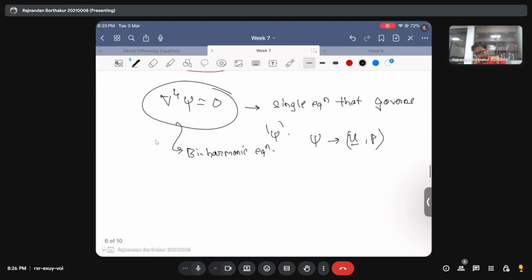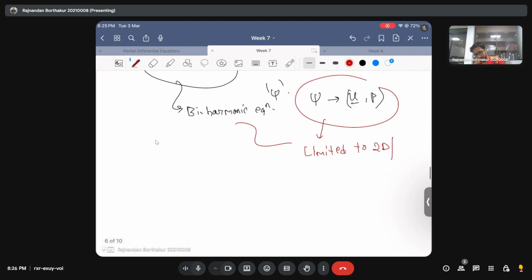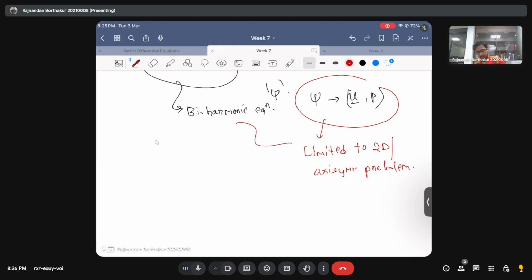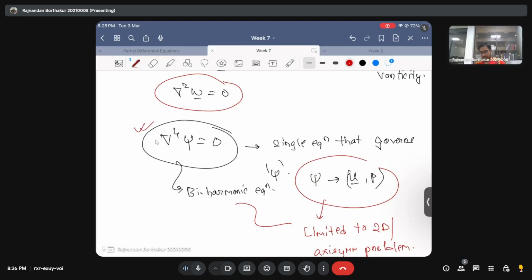Okay. But this analysis is just limited. Whatever we have written here is just limited to 2D or axisymmetric problems, because that is where the realm of the stream function is. Okay. So for only 2D or axisymmetric problems, you can solve this biharmonic equation and get the value of the stream function.